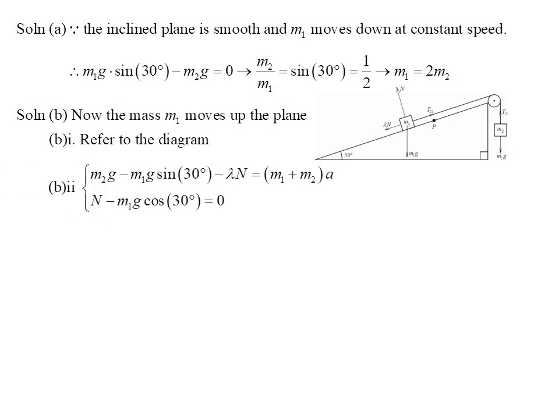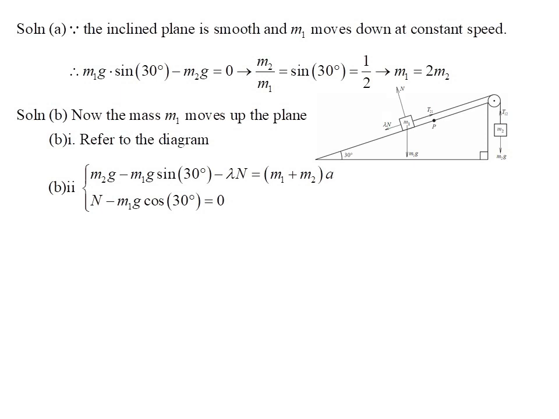Since section 2 of part B is to find the acceleration of mass m1 in terms of m1, m2, and lambda, we herewith establish two simultaneous equations alongside and perpendicular to the inclined plane, respectively.